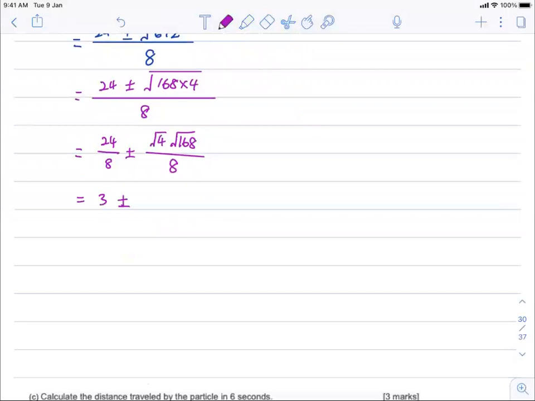2 divided by 8 is 1/4. Square root 16. Square root 168. So this is split into plus and minus, and also time is equal to 3 minus 1/4 square root 168.